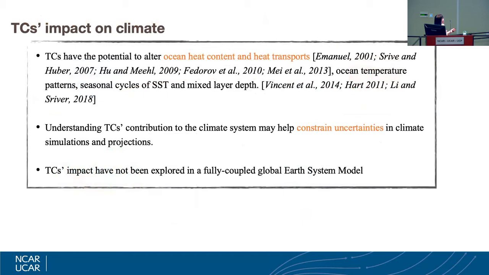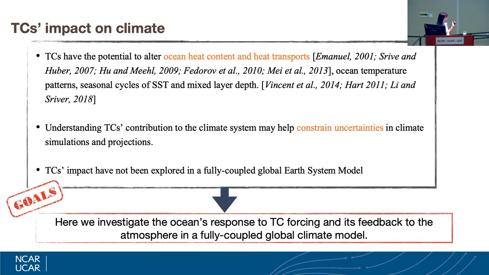Research through the years has found that through this process, tropical cyclones have the potential to alter ocean heat content and heat transport, and also affect temperature patterns, seasonal cycles of the SST, and the mixed layer depth. So it's important to understand tropical cyclones' contribution to the climate system because it can help us constrain uncertainties in our climate simulations and projections. However, the TC impact has not been explored in a fully coupled global Earth system model. So that's what I want to do here. That's the goal of the current research.